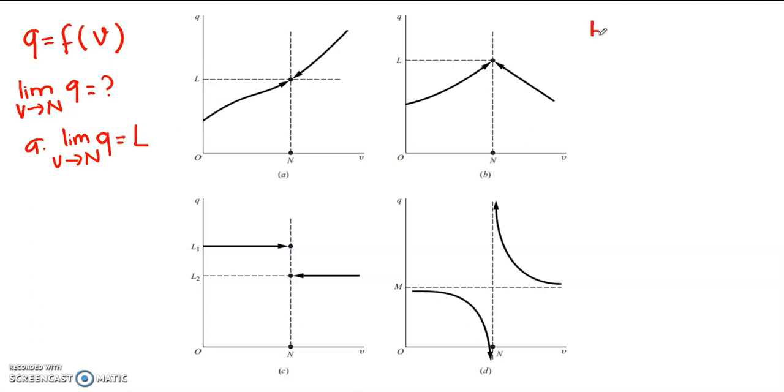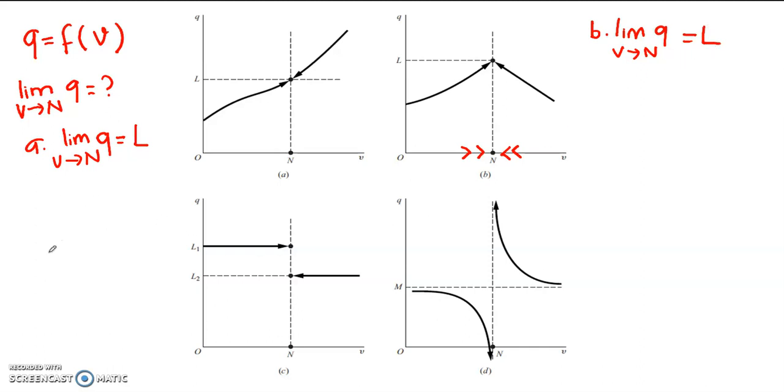What about part B here? It has a sharp point at the end, so it's not a smooth function. As v approaches n from the left side, it approaches L. And as v approaches n from the right side, it also approaches L. So we can say, yes, the limit exists. So the limit of q as v approaches n is equal to L.